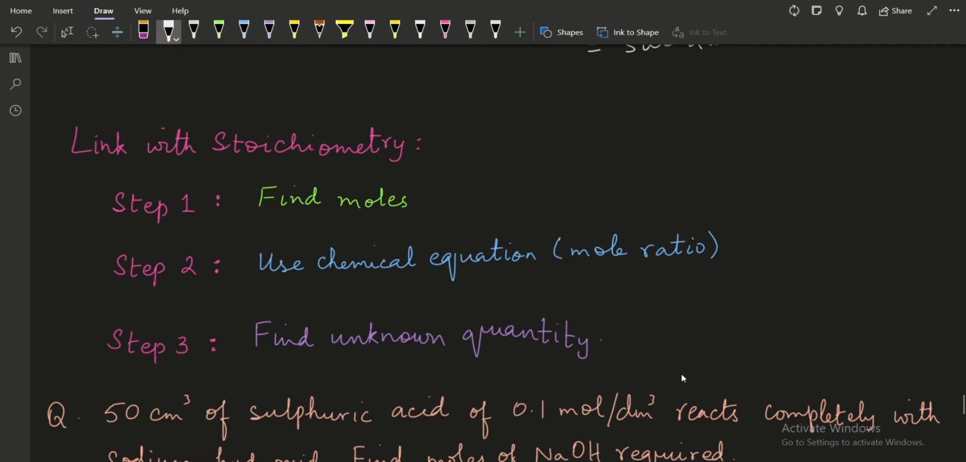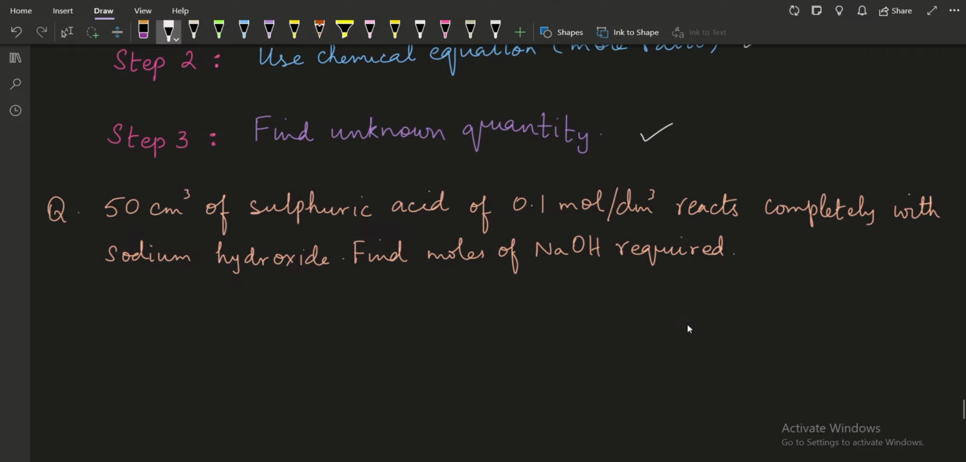Okay, now in some questions we have to link concentration questions with stoichiometry, so you have to keep in mind these 3 steps while solving these questions. Now the first step is that you have to find out the moles. In the second step, you have to write the balanced chemical equation. You have to check the mole ratio, and with the help of that mole ratio you can find out mass, moles, volume, whatever is required in the question. And then in the third step you will find out the unknown quantity which is asked in the question.